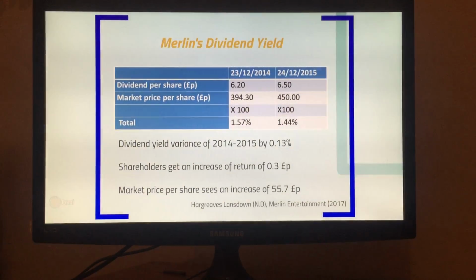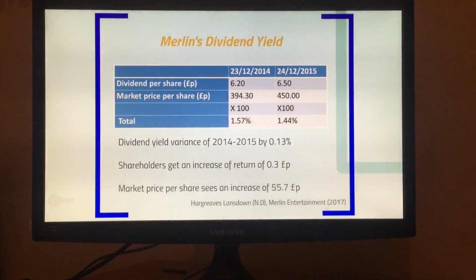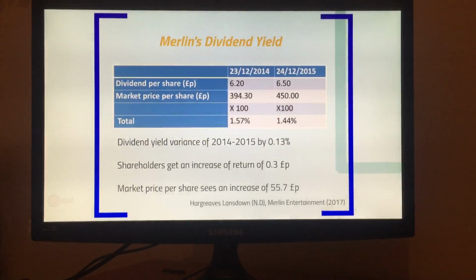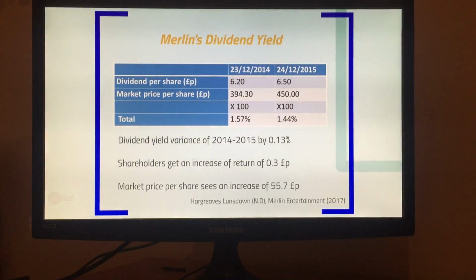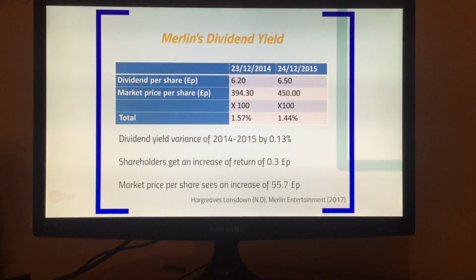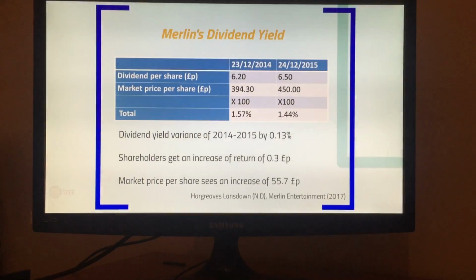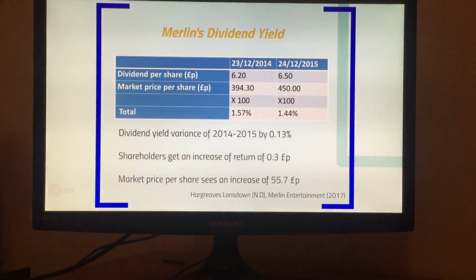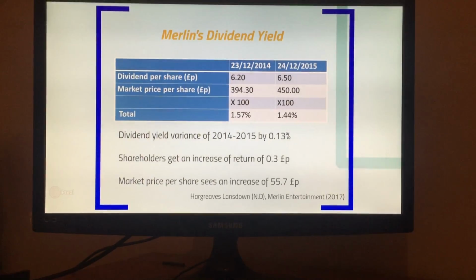This is Merlin's dividend yield, and from 2014 to 2015 there was a variance of 0.13%. Shareholders can get an increase of return of 0.3 pence, and market price per share sees an increase of 55.7 pence.